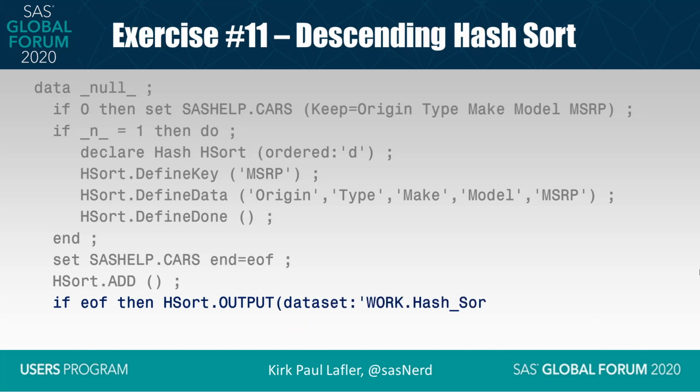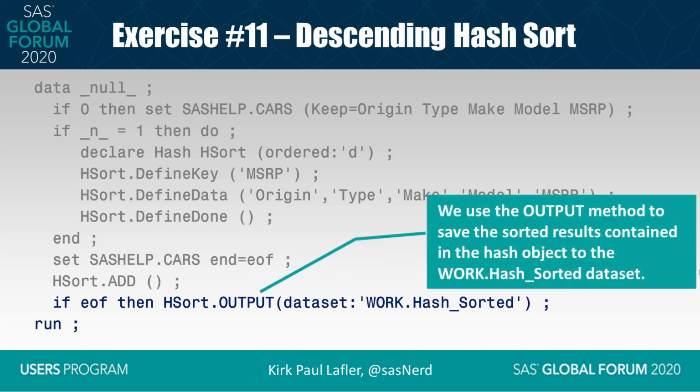And then we're going to execute if end of file, when we're processing the last row or last observation. What we want to do is output, using the output method, to a data set that we want to write to. In our case, I'm showing here work.hashSorted. It's a user-assigned name. So all the results in descending order by MSRP are going to be written to the work.hashSorted dataset.